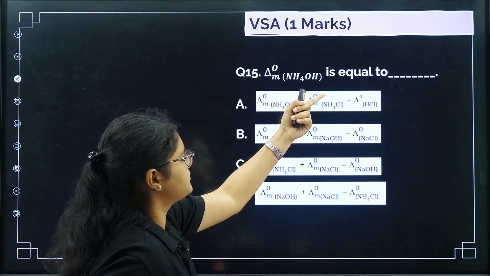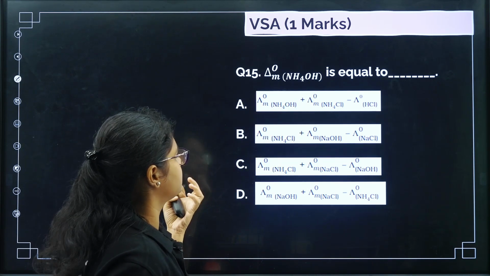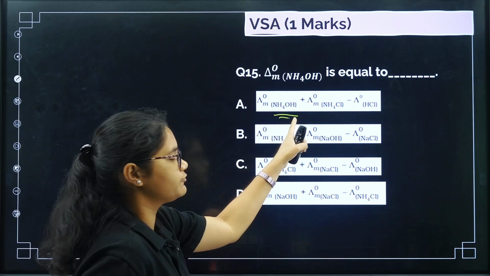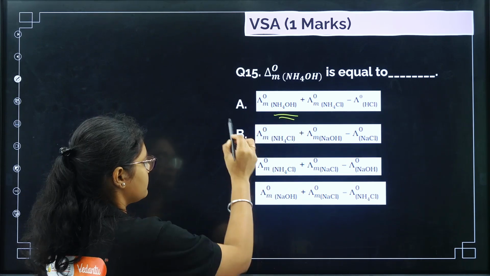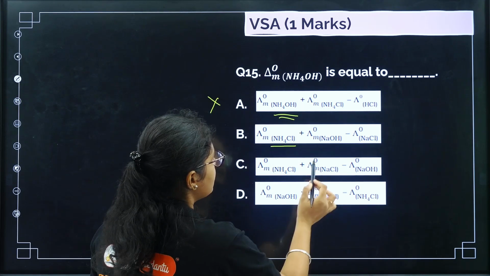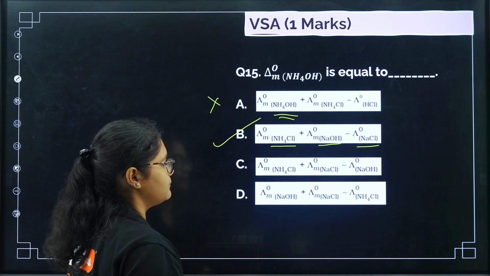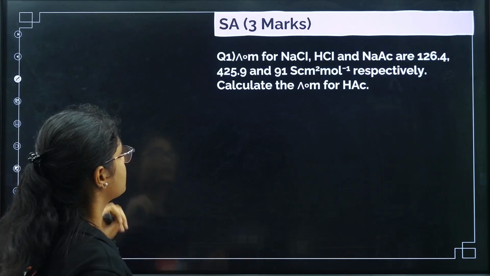Next, lambda naught M of NH4OH is equal to, okay. So if we want NH4OH, we cannot directly take NH4OH at the starting, so this one cannot be there, okay. NH4Cl we can take, then NaOH we can take, and then we subtract NaCl, option number B, okay.